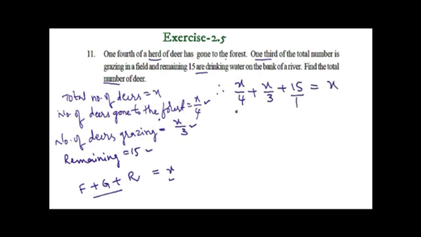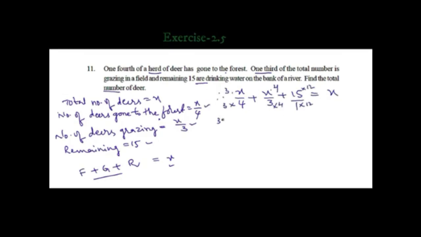Now you should take the LCM. Then 4 times 3 is 12. Numerator and denominator multiply with 3: numerator multiplied by 3, that is 3 times x, plus 3 times 4 is 12, numerator multiplied by 4, that is 4x, plus 5 into 12, that is 180, which is equal to x. Now add this 3x plus 4x, we are getting 7 times x plus 180 by 12, which is equal to x.